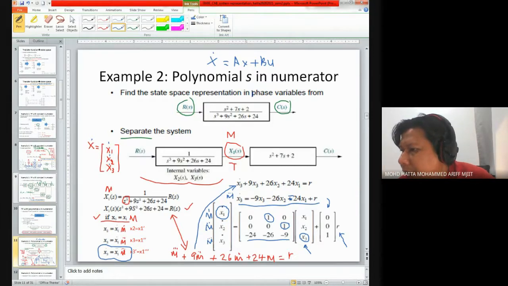Because if you put 9, 26, and 24 towards the right hand side, this should be a negative sign. All right, negative 24 times x1, negative 26 times x2, negative 9 times x3, plus 1 times r, because we have r over here. By setting up this state equation, this is known as phase variable form. Later on, I will show you the pattern of phase variable form.